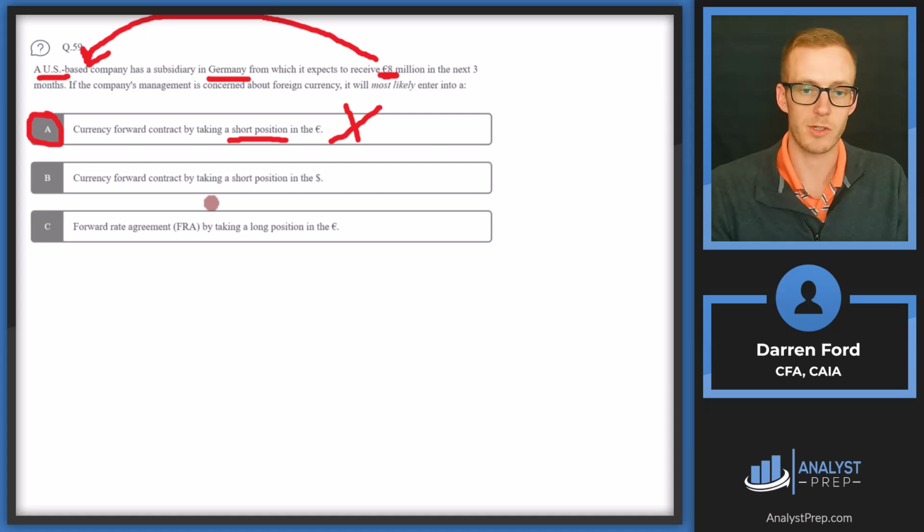B, currency forward contract taking a short position in the dollar. We're already short dollar, so this would exacerbate our foreign currency exposure. C, forward rate agreement by taking a long position in the euro. Again, these are both exacerbating our current position, which is not what we want to do if we're concerned about foreign currency. We want to hedge.